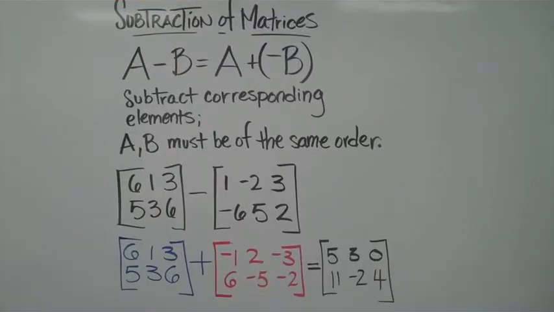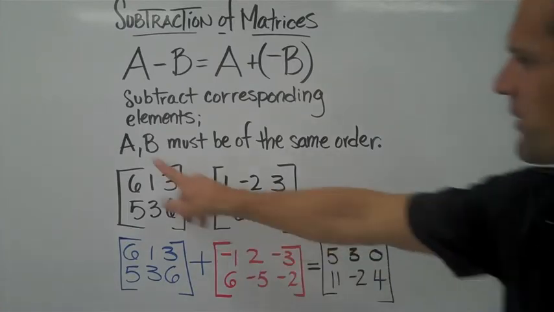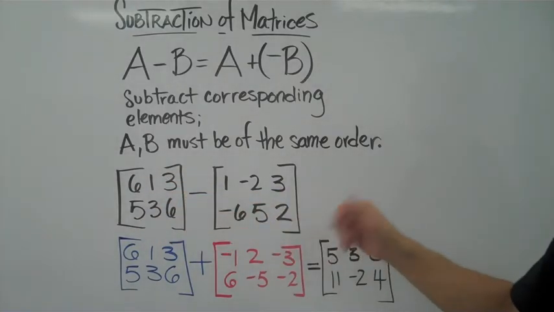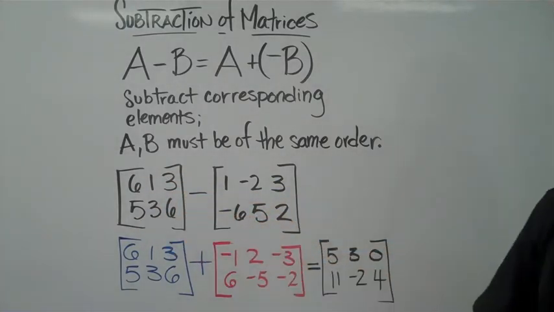When we talk of subtraction of matrices, what we have to do is consider that matrix A minus matrix B is the same as matrix A plus the opposite of matrix B. And then we subtract corresponding elements, provided that both matrices A and B are of the same order. Here in this example we have a 2 by 3 minus a 2 by 3. They're of the same order, so we can do that.